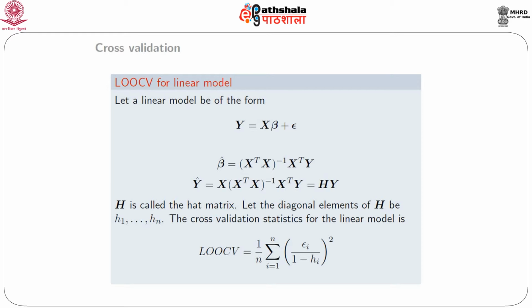So, the matrix H, which is X(X'X)^-1 X', is called the hat matrix. If we denote the diagonal values of the hat matrix as h1 to hn, then the cross validation statistic is given by CV = 1/n summation i runs from 1 to n of (e_i / (1 - h_i)), where e_i is the residual obtained from fitting the model with all observations.